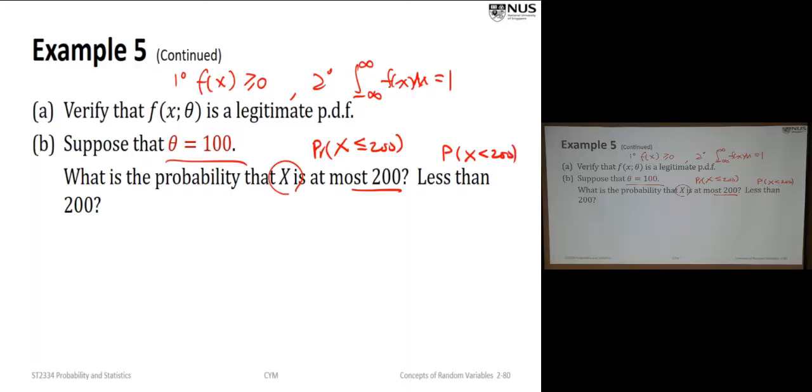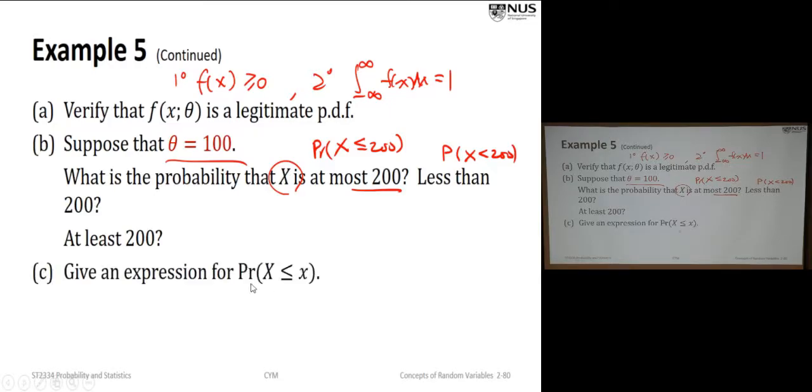Is that what we are asked to find? And then at least 200. So a bit confused. Okay. Also, we'll generate the expression of the probability of x less than or equal to some x. This is nothing but our CDF, our cumulative distribution function.